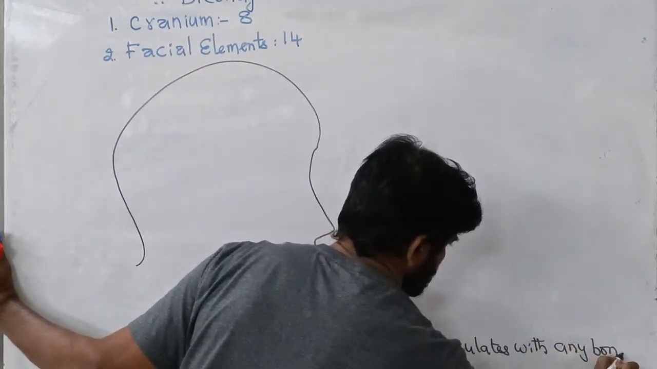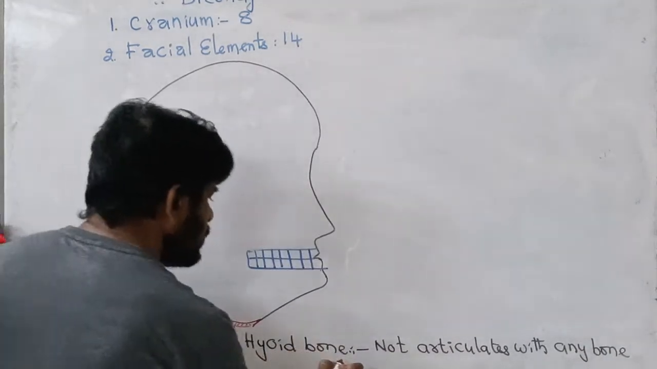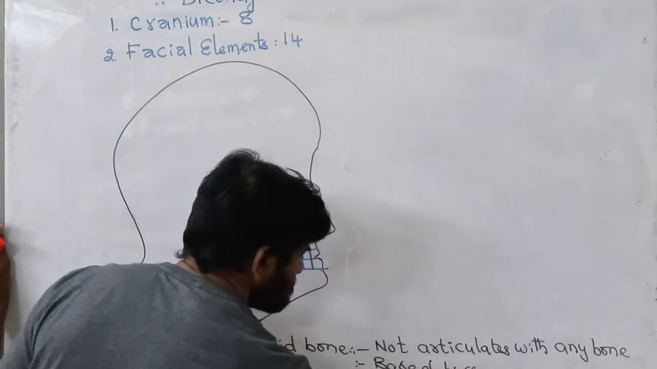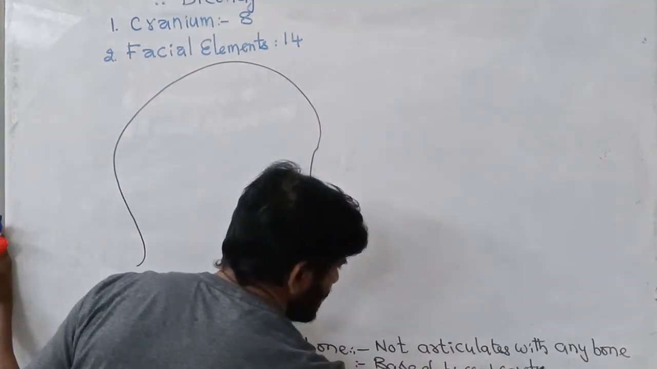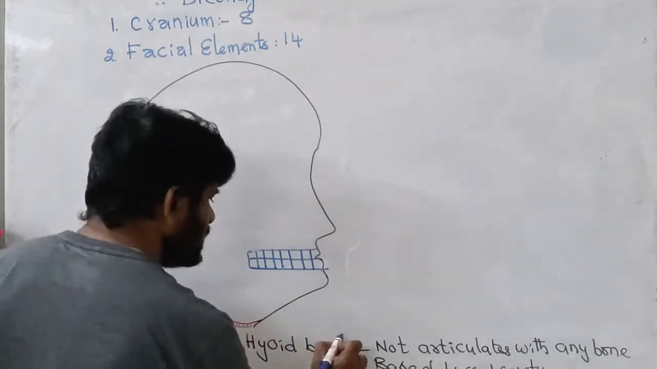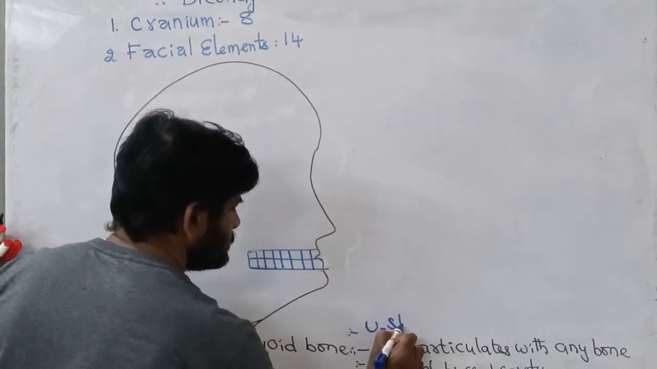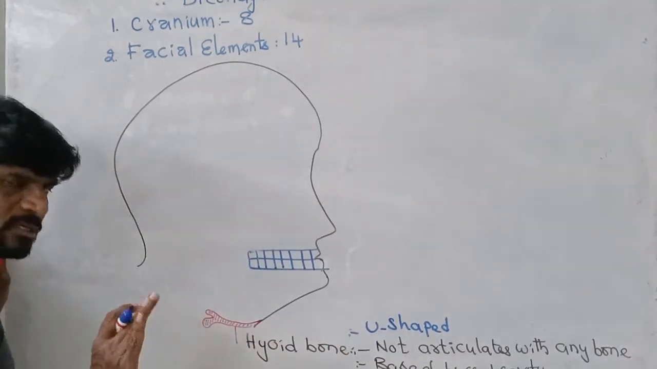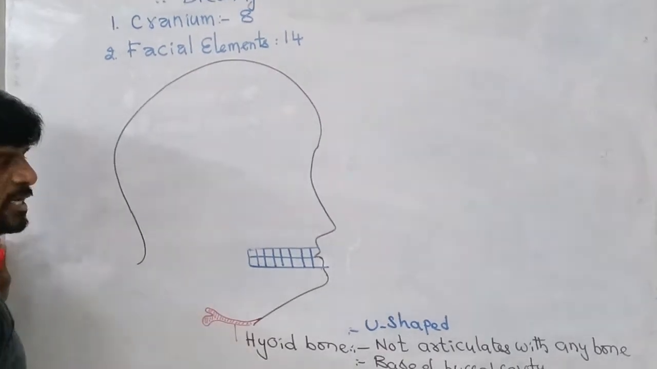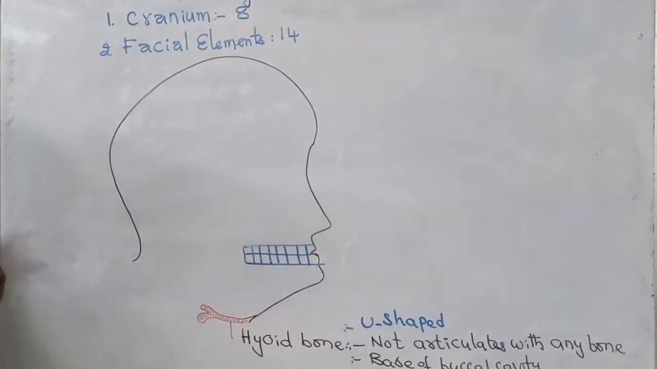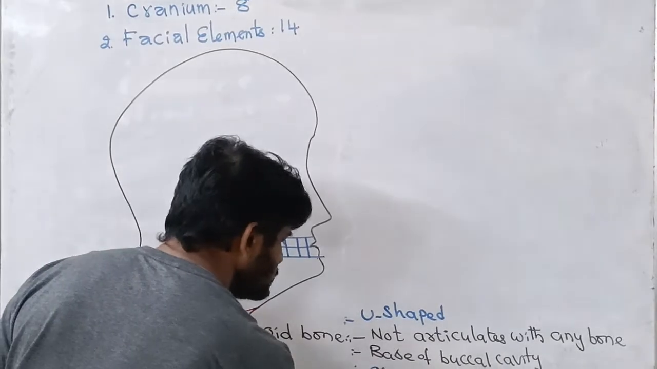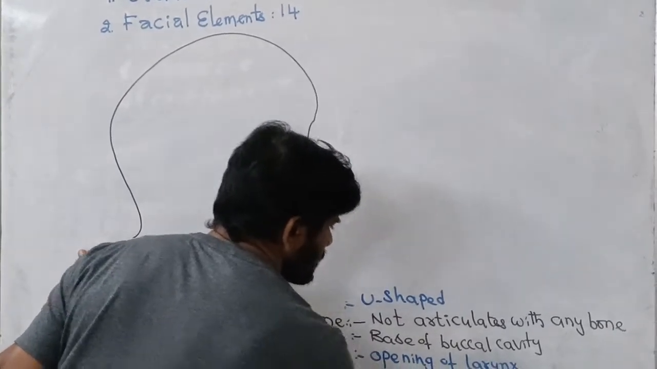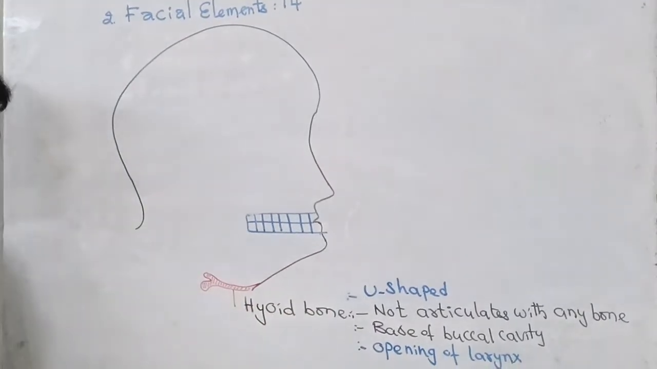The hyoid bone is present on the base of the buccal cavity, and the hyoid bone is U-shaped. This is the hyoid bone, a U-shaped bone, not in contact with any other bone. It is present at the base of the buccal cavity. What is the function of the hyoid bone generally? The hyoid bone helps in keeping open the larynx. This is all about the hyoid bone.